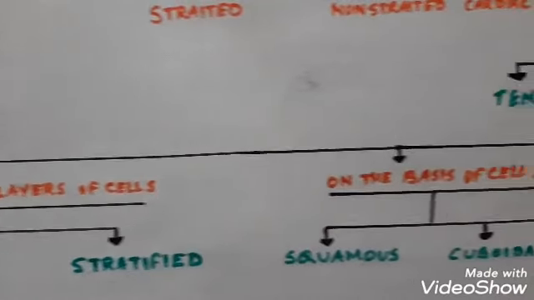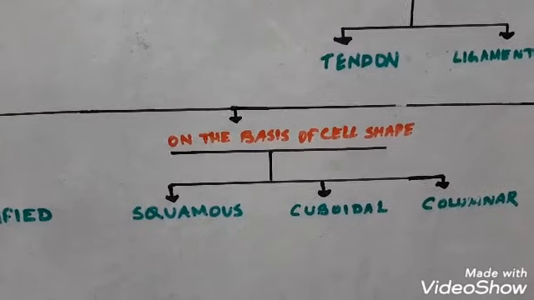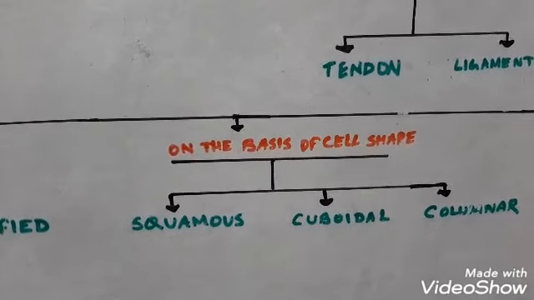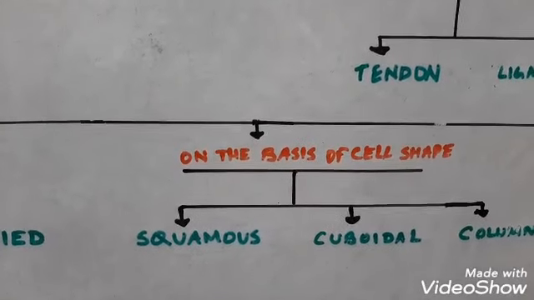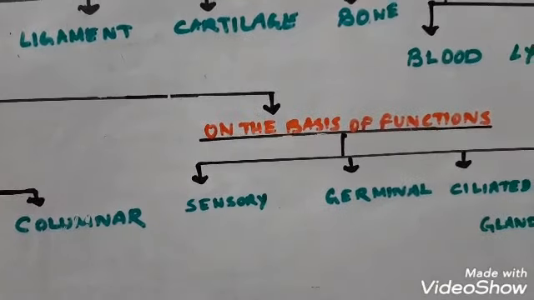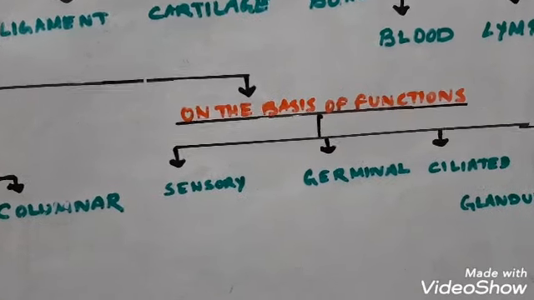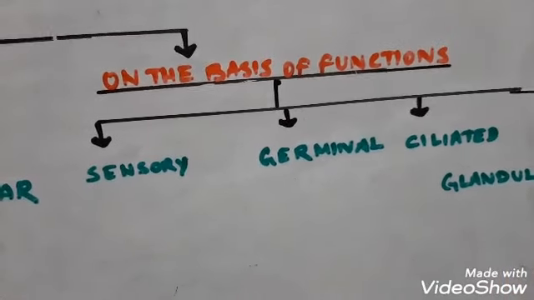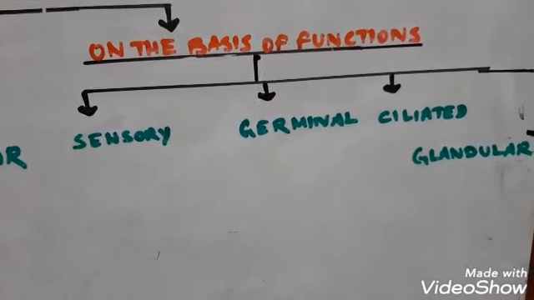Next comes the basis of the shape of cell. On the basis of the shape of cell, epithelial tissues are divided into squamous, cuboidal and columnar. These are the 3 types of epithelial tissues on the basis of cell shape. Next is on the basis of functions. On the basis of functions, epithelial tissue can be divided into 4 types: sensory, germinal, ciliated and glandular.